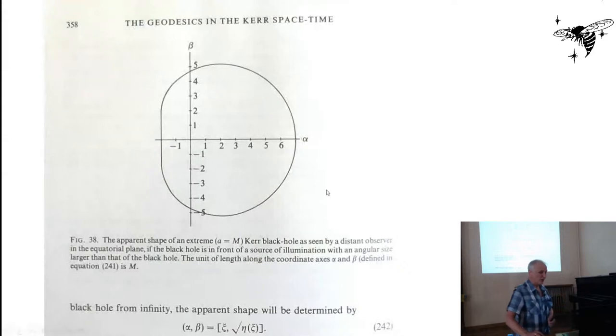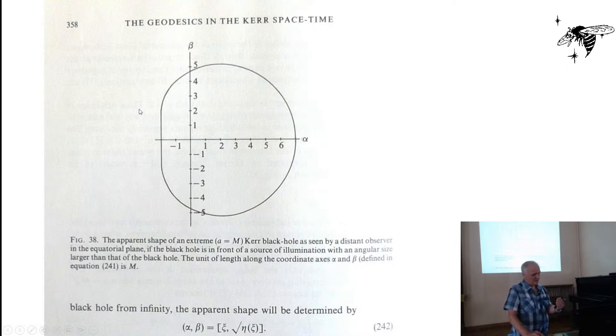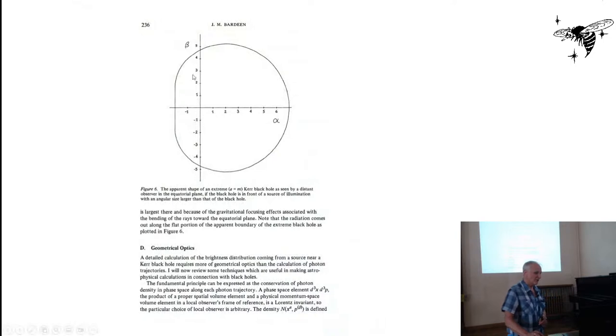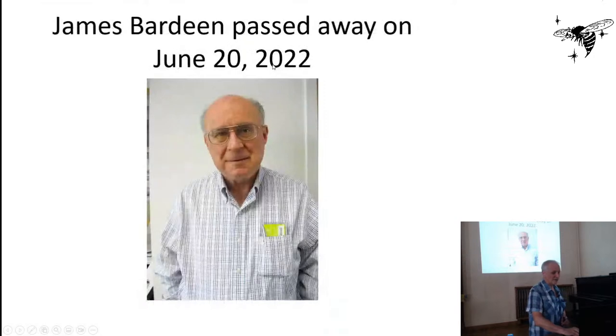And you also see in Chandrasekhar's book, he reproduced this picture for the equatorial position of a distant observer. But in this consideration, he assumed that there is a bright screen behind the black hole. And where is a bright screen behind the black hole? The size is very small, 50 microarcseconds. But also Bardeen in the early 70s presented this picture in his famous article.